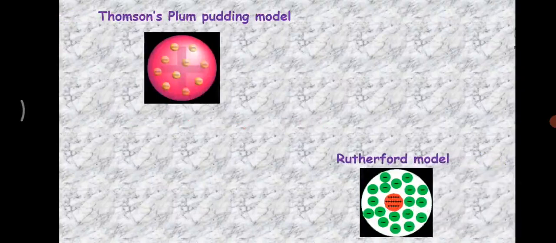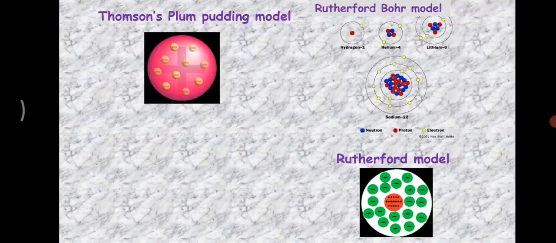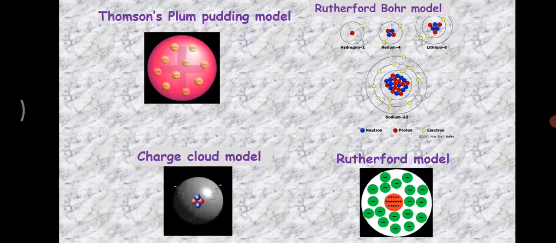You can see that I'm going to show you 4 models in which we are going to observe the similarities. Every atom model has some similarities. What are those similarities? All the atoms have protons and electrons inside them. Positively charged particles we call protons, and negatively charged particles we call electrons.